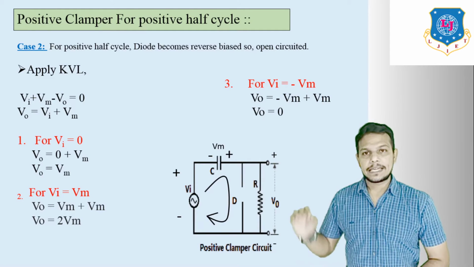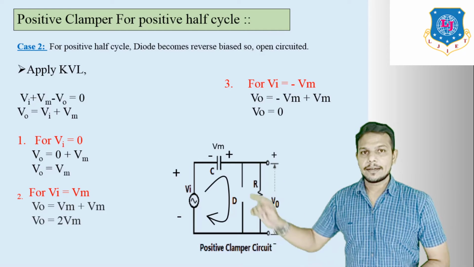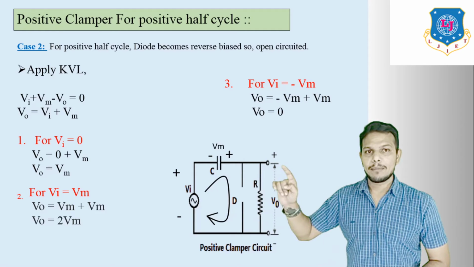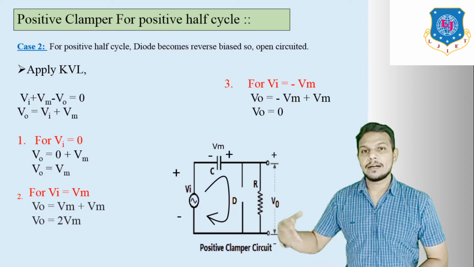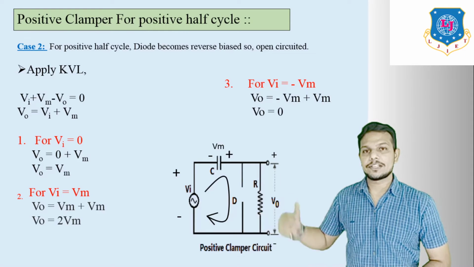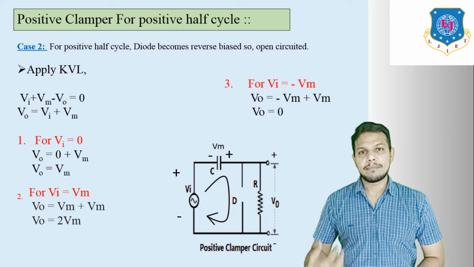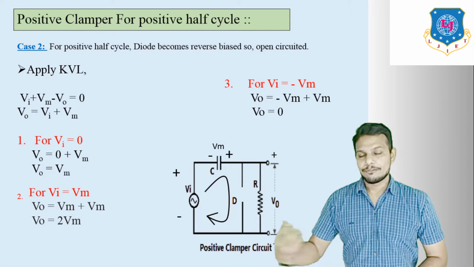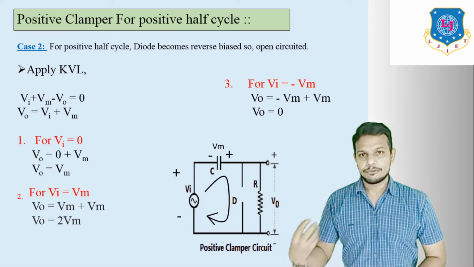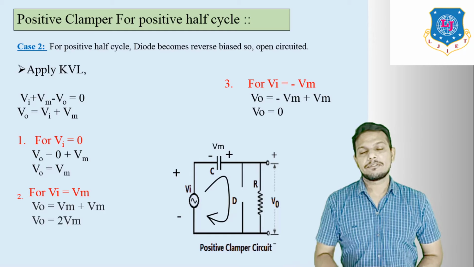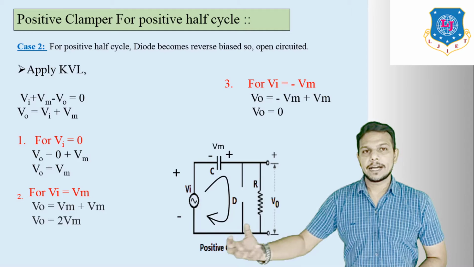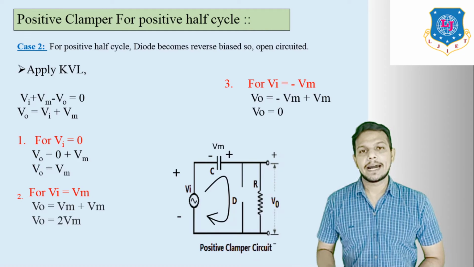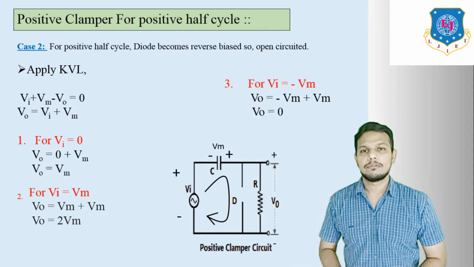Finally, our KVL equation is Vi plus Vm minus Vo is equal to 0. Now we have to find the output voltage across this resistor, so we can make Vo common, which becomes Vo is equal to Vi plus Vm. Now we are going to put different values of Vi in this equation and we will get the output voltage value.